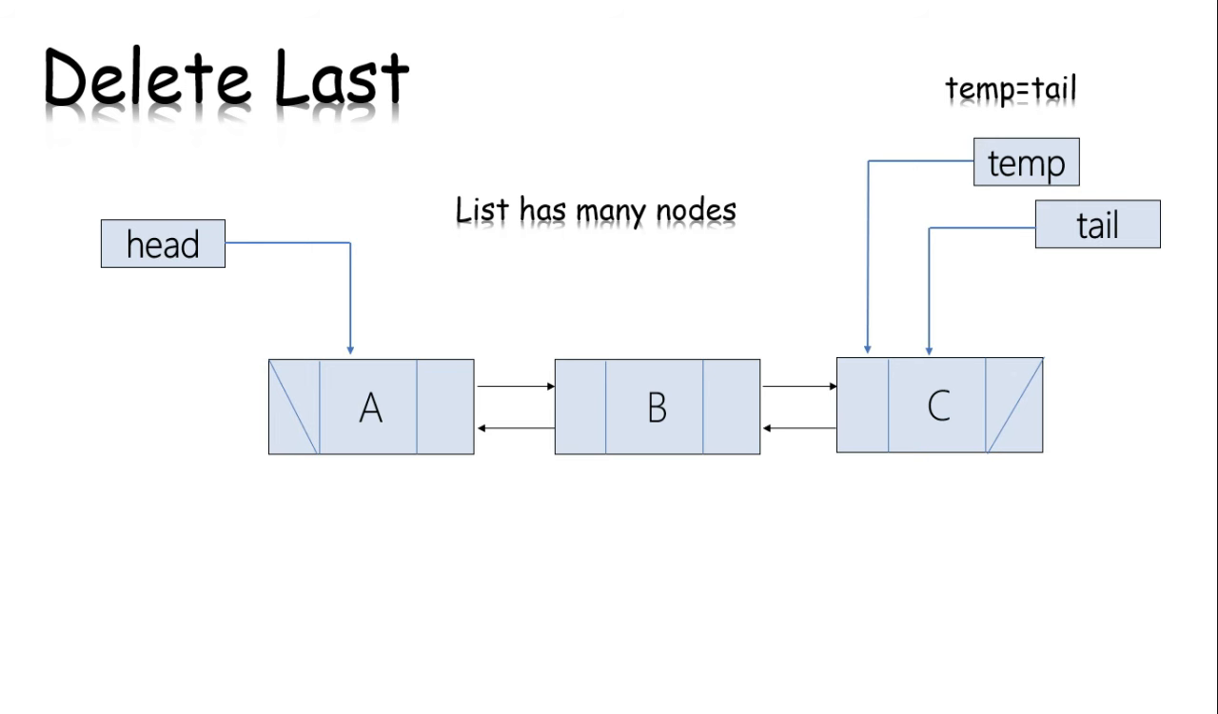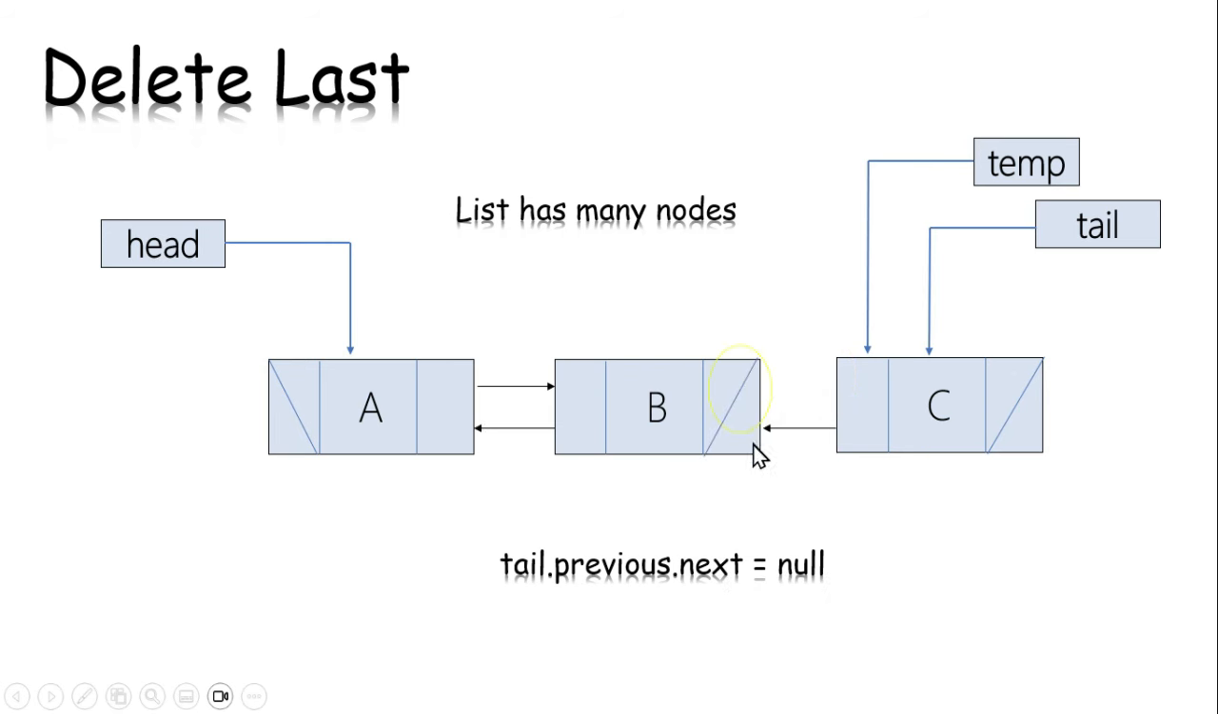Next is to instruct the B next pointer, which is this, to not point to C, or point to null. The instruction will look like this: tail.previous.next equal to null. By giving this instruction, the doubly linked list will look like this. The B next pointer points to null.